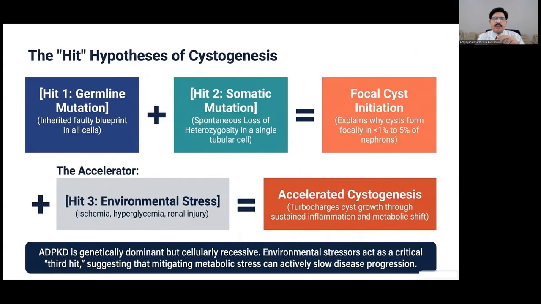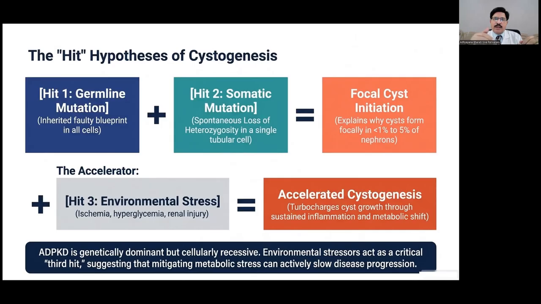Hit number 1, germline mutation. There are 3 hits here: hit 1, hit 2 and hit 3. Germline mutation, an inherited fellow is there. He has got a PKD gene, an inherited faulty blueprint from the parents. Hit 2, there is a somatic mutation, spontaneous loss of heterozygosity in a single tubular cell. That means one of the tubular cells has mutated somatically and under the influence of the gene, a focal cyst initiation has started.